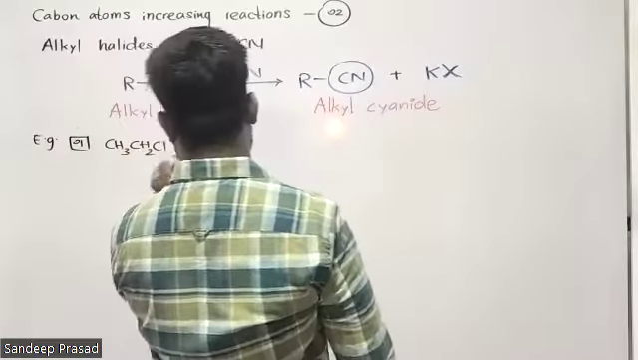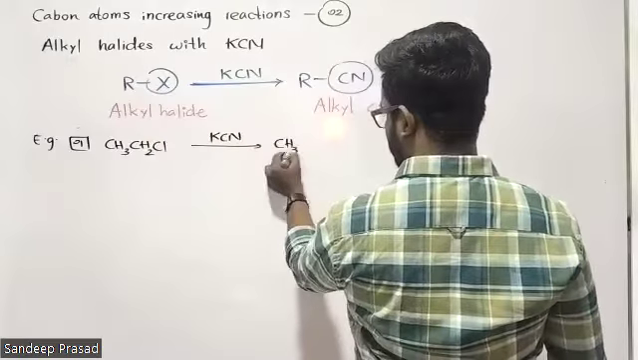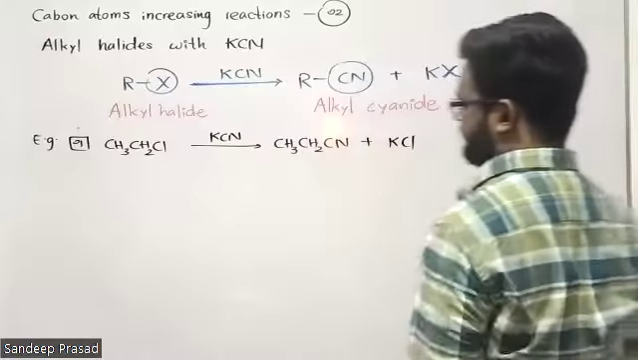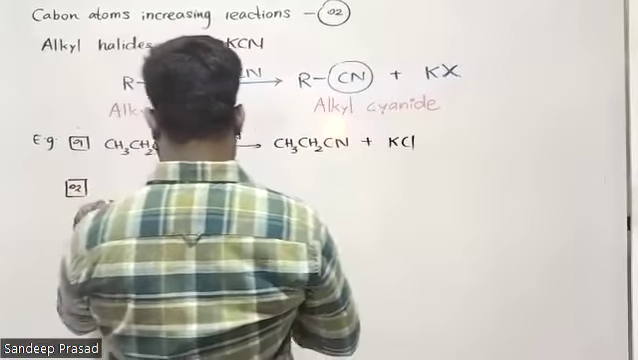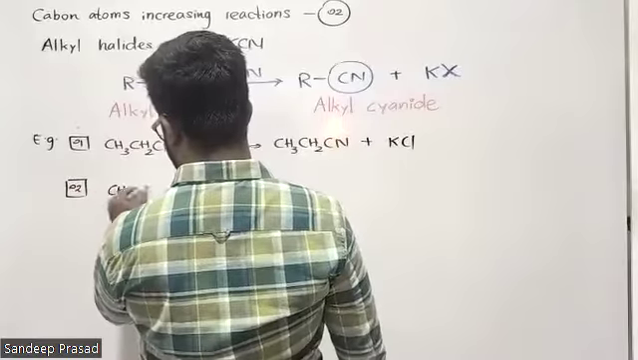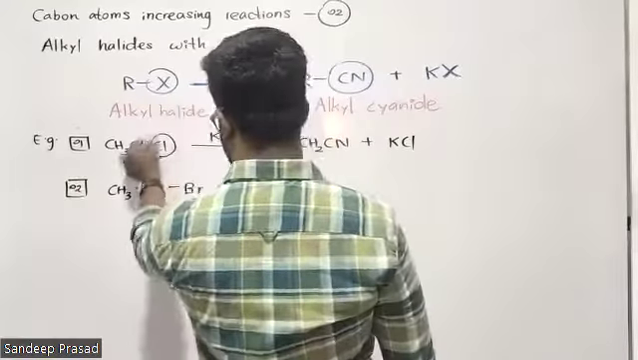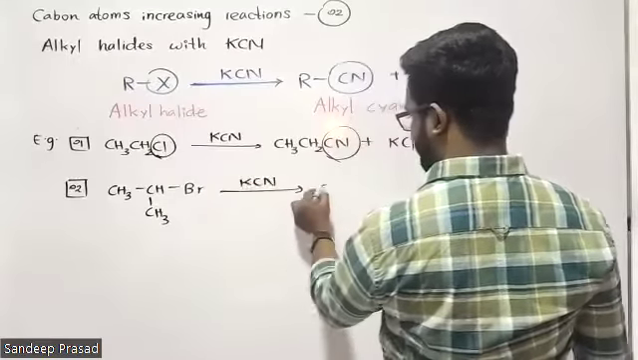CH3CH2Cl, ACN, plus KCl. KCl is a byproduct of CH3CH2CN plus KBr. So you can see that chlorine converted into CN. Adding KCN.